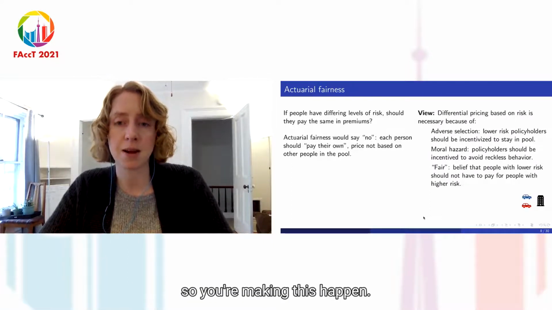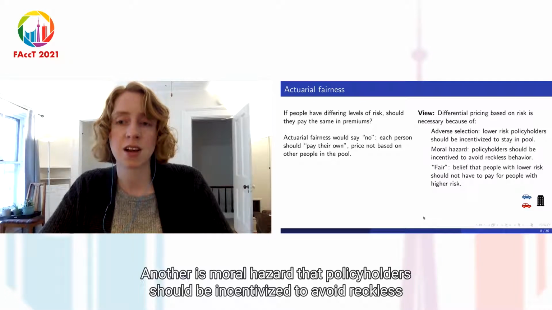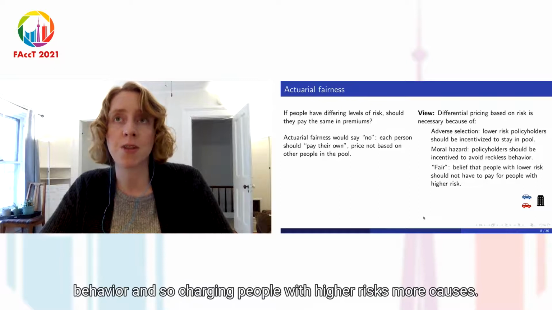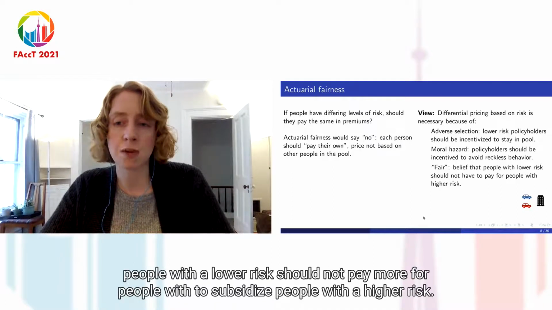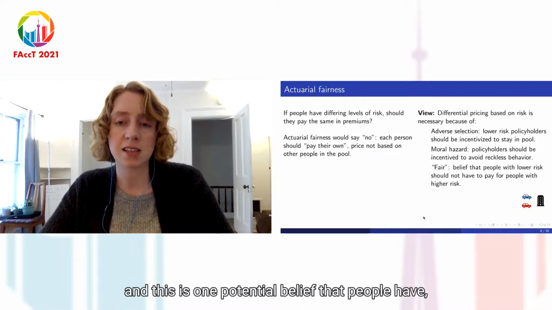Another is moral hazard, that policyholders should be incentivized to avoid reckless behavior, and so charging people with higher risks more causes this to happen. And the last possible notion is some sort of fairness, the belief that people with a lower risk should not pay more to subsidize people with a higher risk. And this is one potential belief that people have.